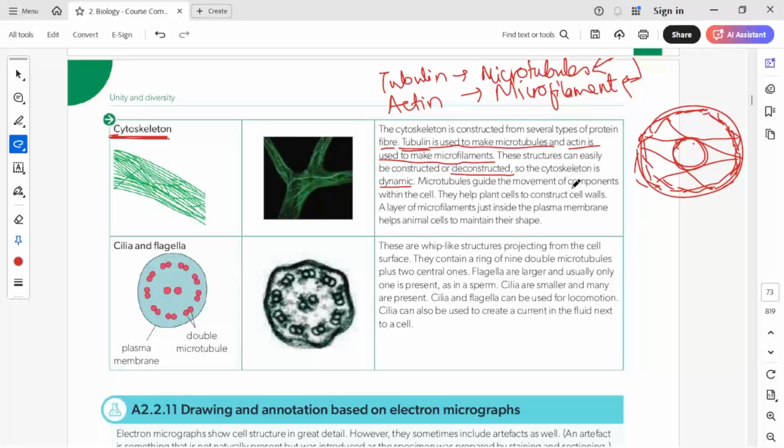So microtubules guide the movement of components within the cell. They help the plant cells to construct cell walls. A layer of microfilaments just inside the plasma membrane helps the animal cells to maintain their shape.